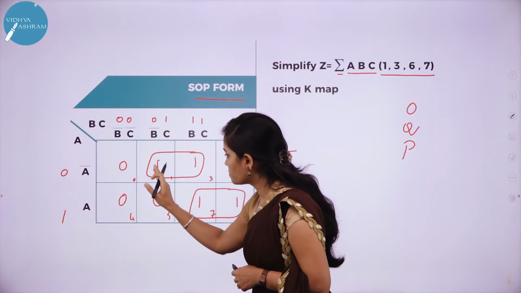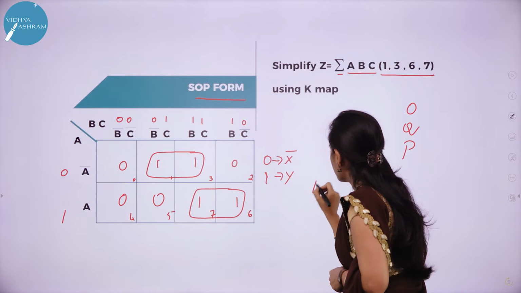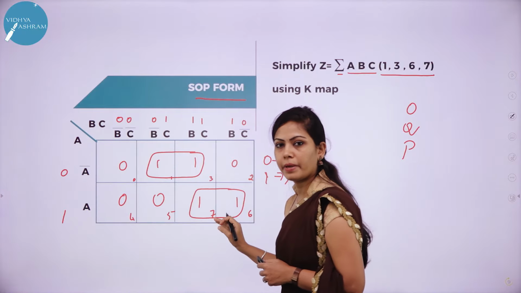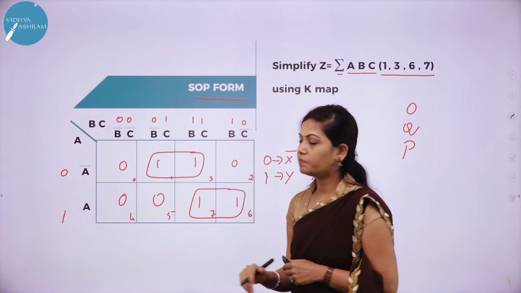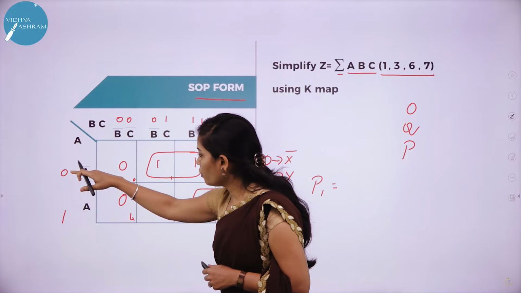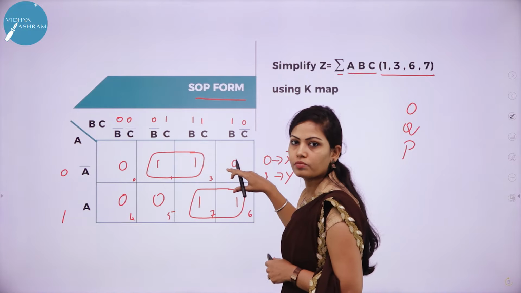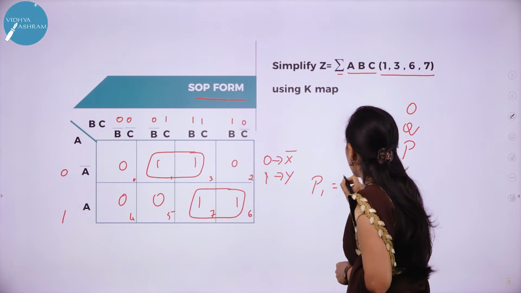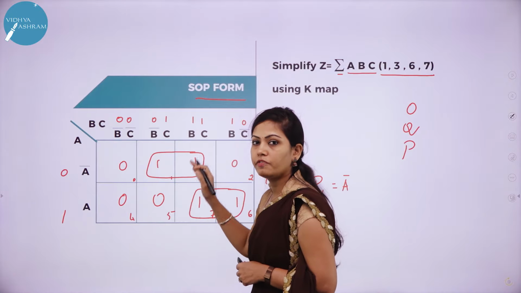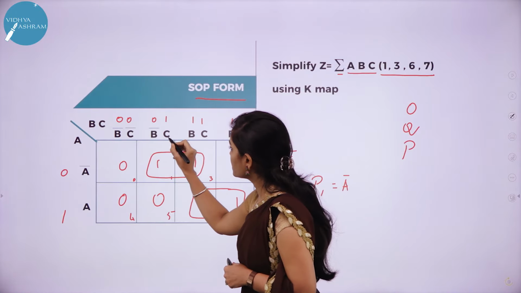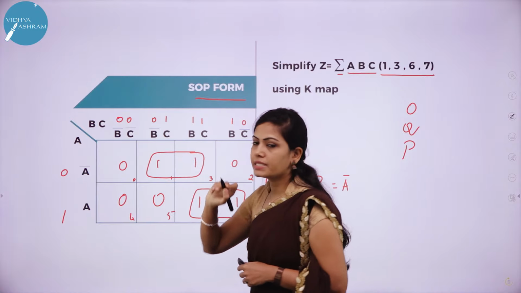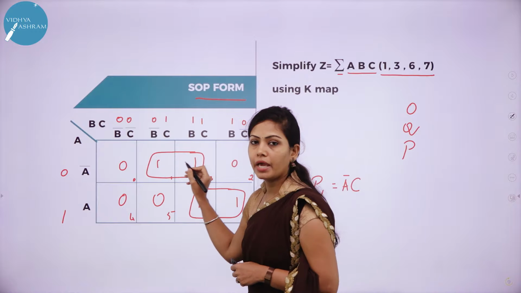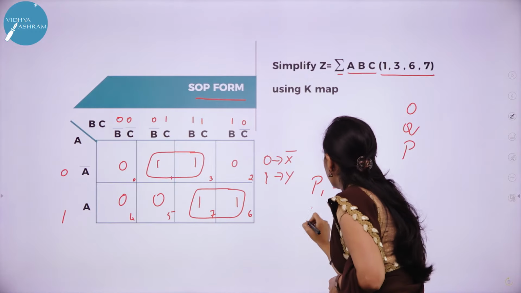First I will simplify pair 1 and pair 2. So what is pair 1? Check the common variable in the pair, and you will get the final expression. In the first pair we have only A bar in this row, there are no other variables, so A bar is common. In the column, B bar C plus BC, C is the common variable. So A bar C is common in pair 1.